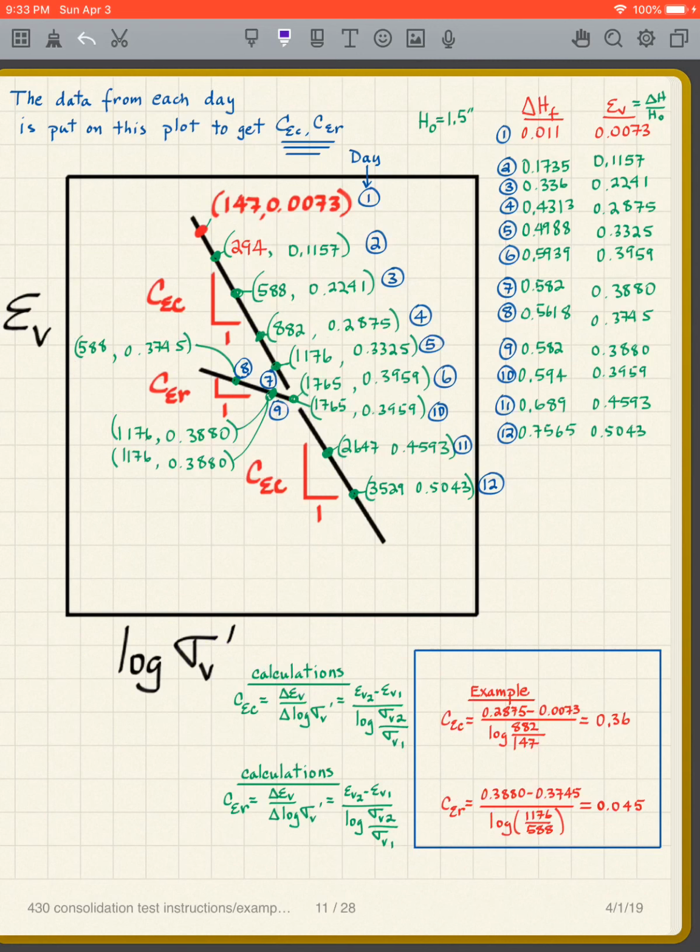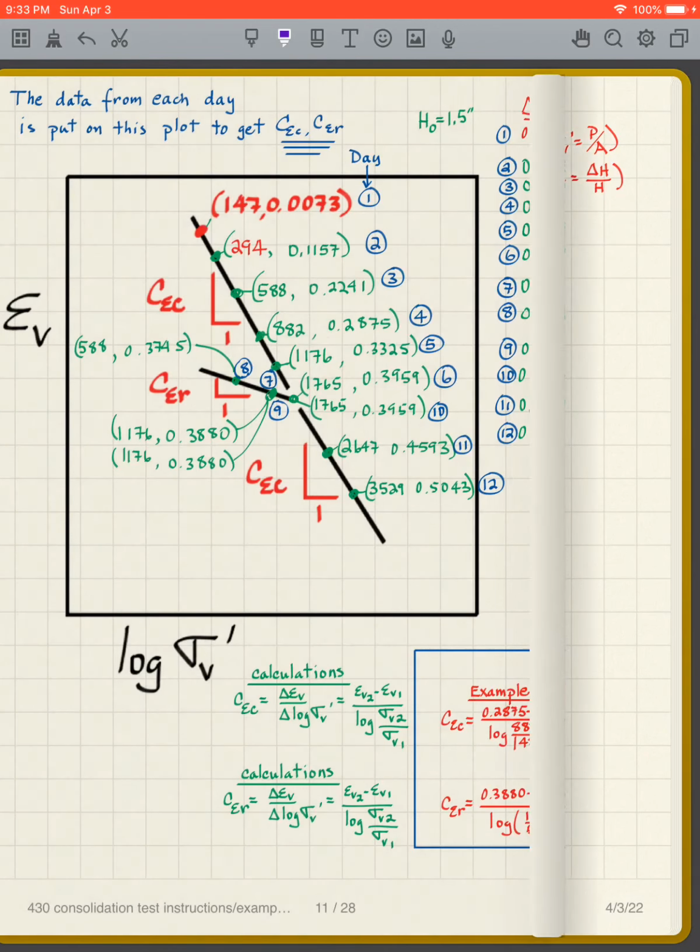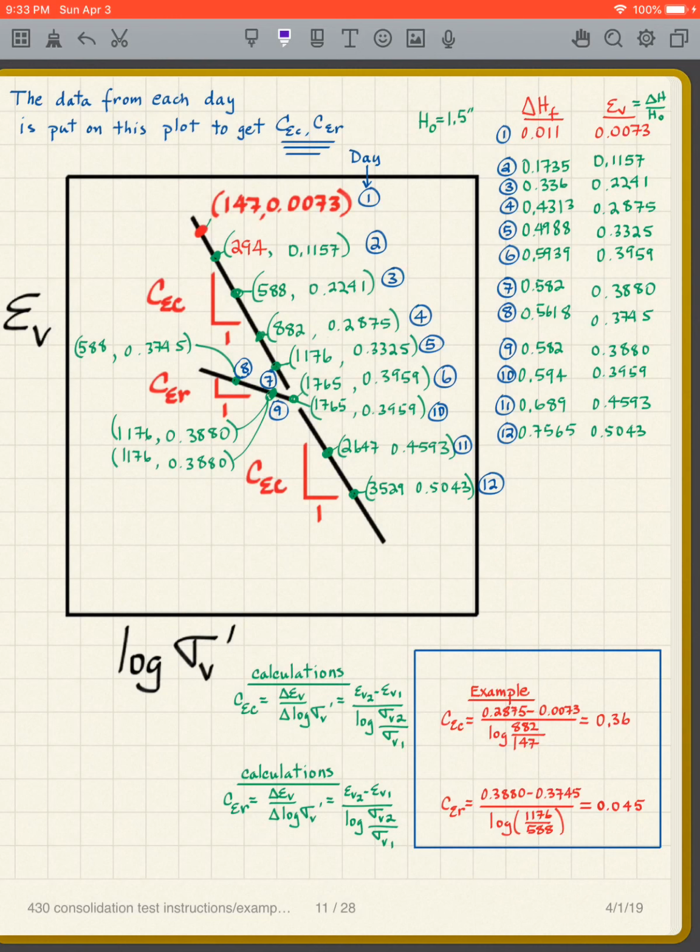You need to do it for your data. Now, let me just note that these are the points that are plotted here. This is the epsilon v that is plotted here, I should say. And you can get the stresses from each day. So we have the different days, we have the epsilon v's. So this is how you've got to put these points on this plot.